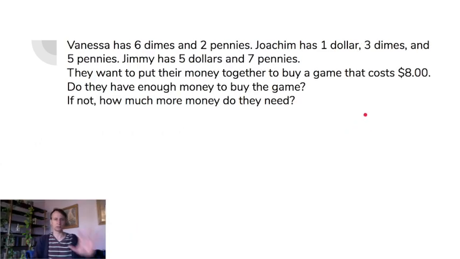All right, we can see this one's longer. So we know we're probably looking at a two-stepper here, right? Vanessa, God bless her heart, has 6 dimes and 2 pennies. Good job saving up there, Vanessa. Joaquim has $1, 3 dimes, and 5 pennies. Nice. Jimmy's been working hard, has $5 and 7 pennies. They want to put their money together to buy a game.